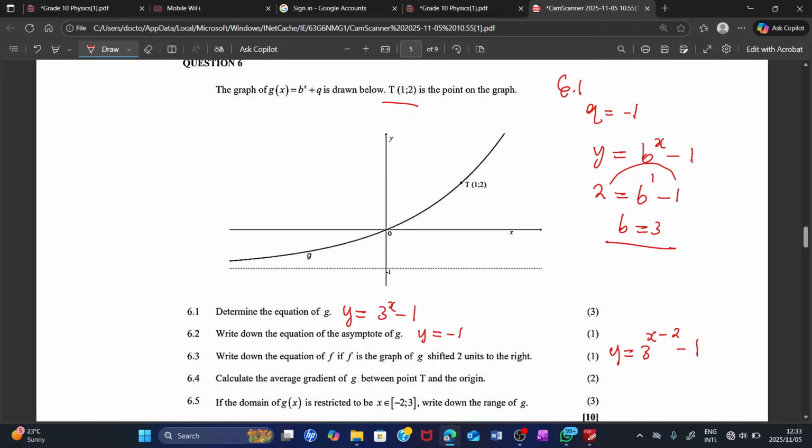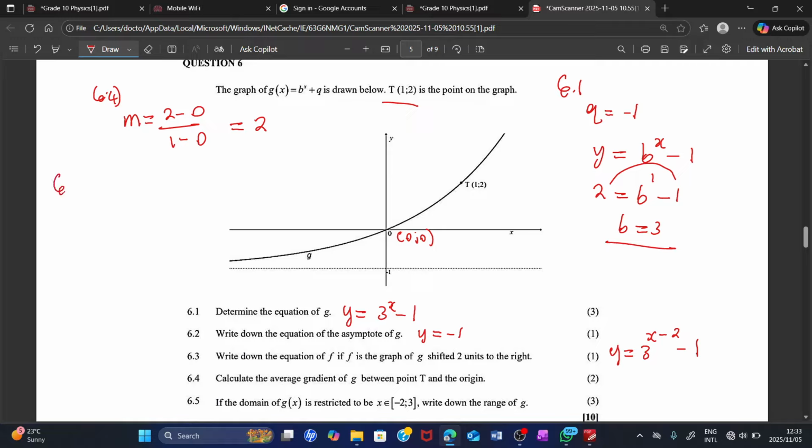Calculate the average gradient of g between point T and the origin. The origin's coordinate is (0; 0), and then point T is (1; 2). So what do we do here? Let me write it this side. 6.4, the average gradient will be 2 minus 0 over 1 minus 0. That is what is happening, and then the answer will be 2. That is the average gradient.